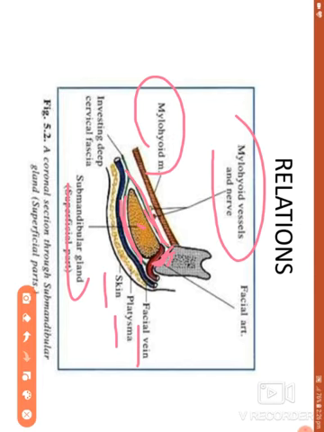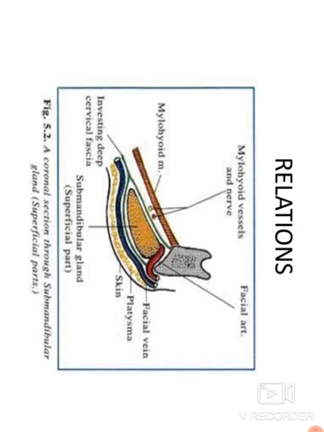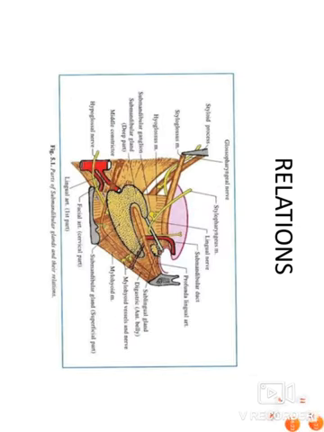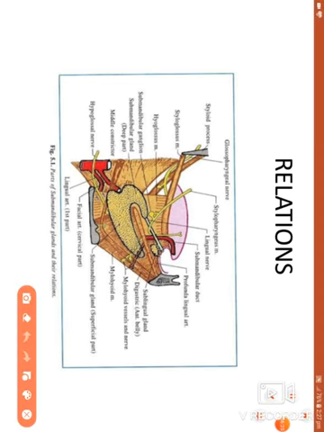The mylohyoid nerve is a branch of the inferior alveolar nerve, a branch of the mandibular division of the trigeminal nerve. The mylohyoid artery is a branch of the maxillary artery. Other relations I will show in the next figure. So this is the medial surface, this is the inferior surface, and this is the lateral surface. The lateral surface relates to the submandibular fossa. Here in this figure you are seeing the lateral view.